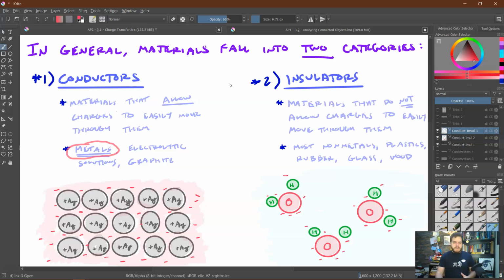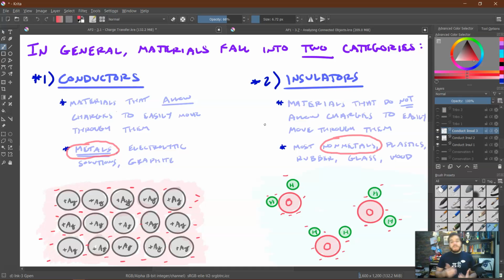Now, the other side we have is insulators. So insulators are materials that do not allow charges to move easily through them. Literally just the exact opposite of conductors. Now, this is usually going to be non-metals.